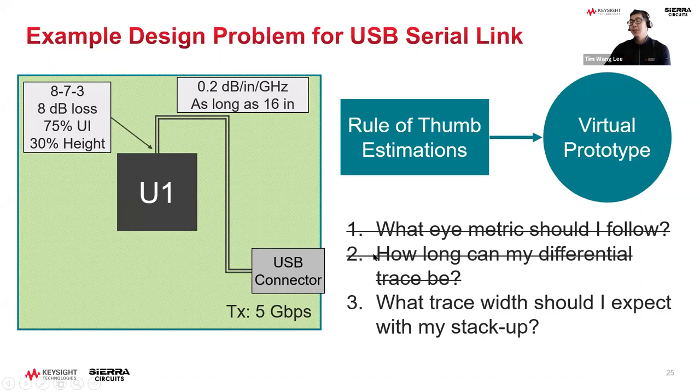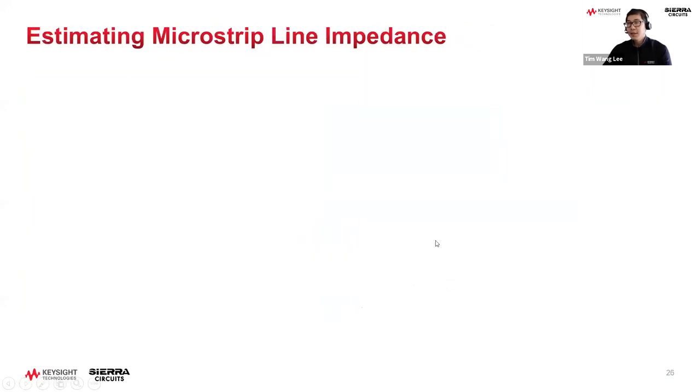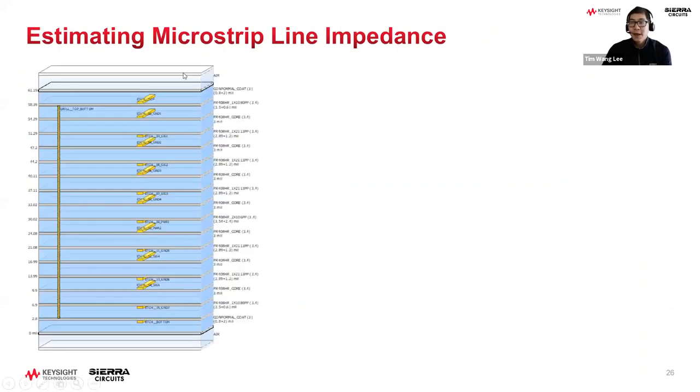The third question is, what trace width should I expect with my stack up? Here is the trace impedance. And here is where things are gonna get really interactive. Here is my stack up, 1, 2, 3, 4, 5, 6, 7, 8, 9, 10, 11, 12, I think almost 16 to 20 layers of board for the Xilinx board. Now here, what I can do is look at a single cross section here.